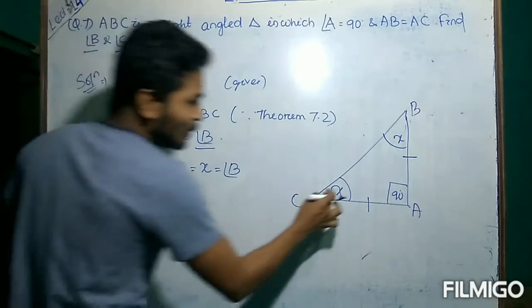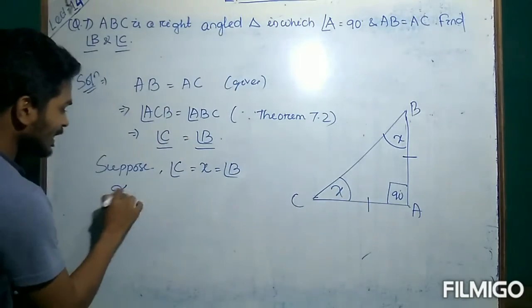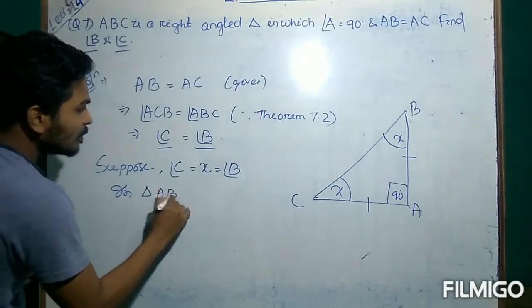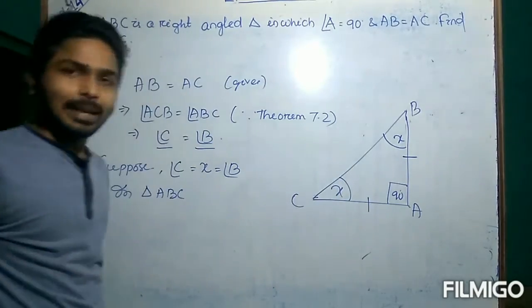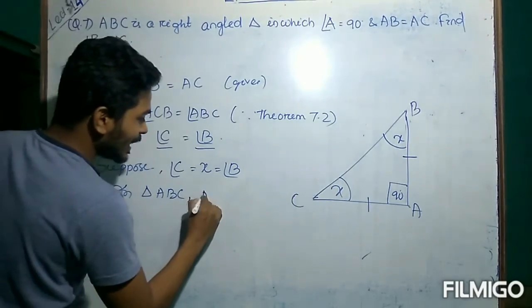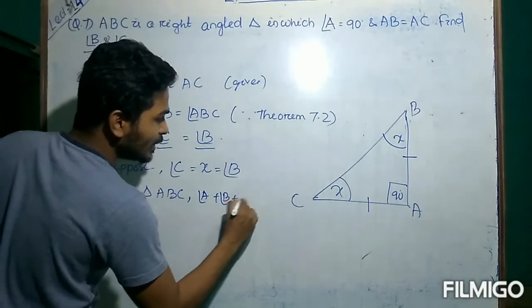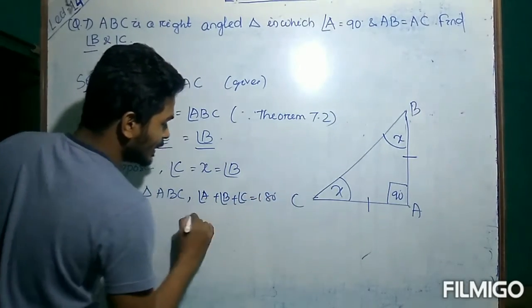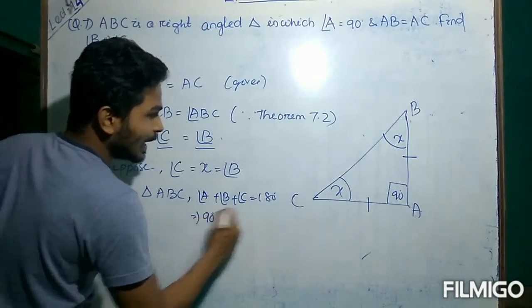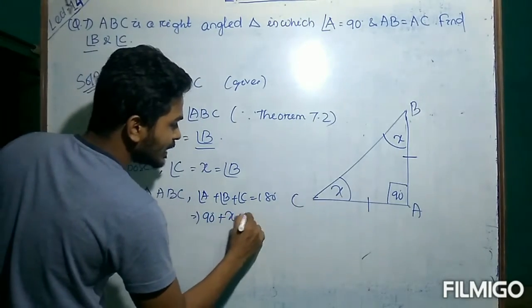Clear? Now, as we know, in a triangle ABC, the sum of three angles is how much? 180 degree. So we can write angle A plus angle B plus angle C is equal to 180 degree. So A angle is 90 degree, B angle is X, C angle is X.